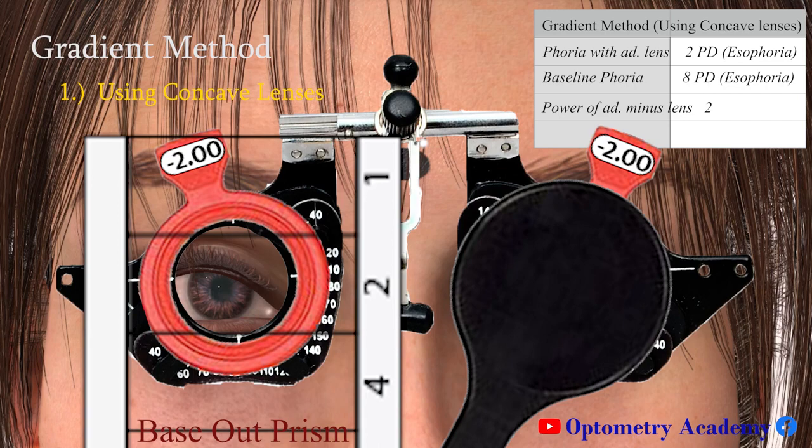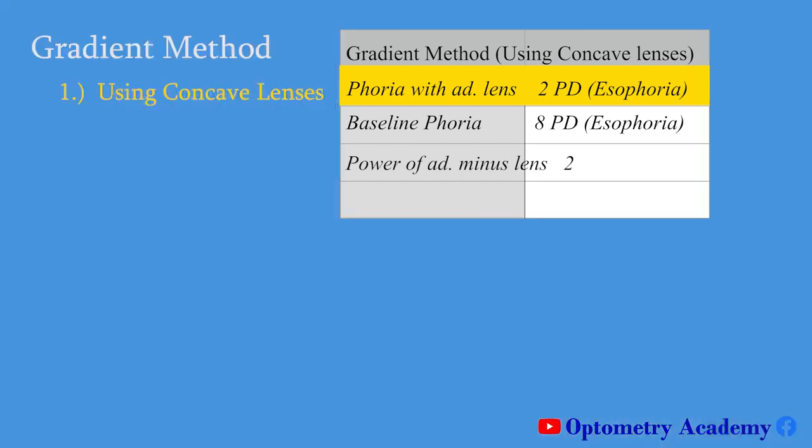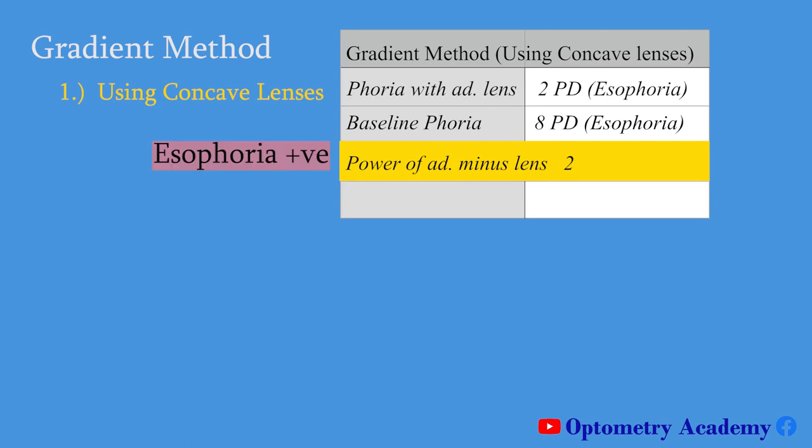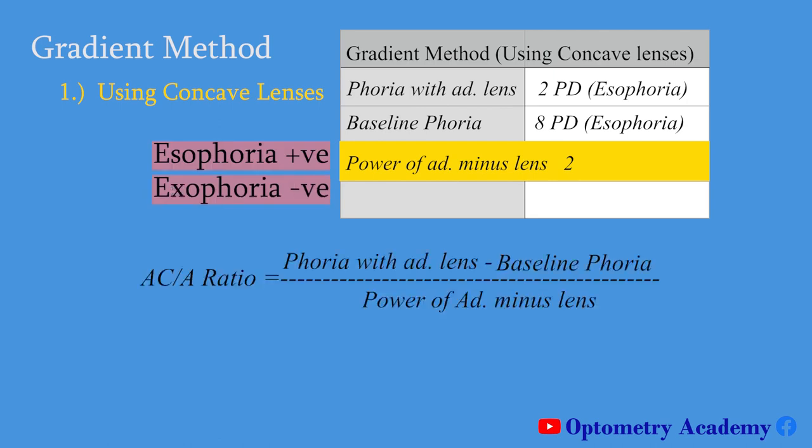After the examination we got the following values: phoria with additional lens 2 prism diopter esophoria, baseline phoria 8 prism diopter esophoria, power of additional minus lens is 2. The sign of esophoria is plus and for exophoria it is minus. Put these values in the given formula. The AC by A ratio by this method is 3:1.